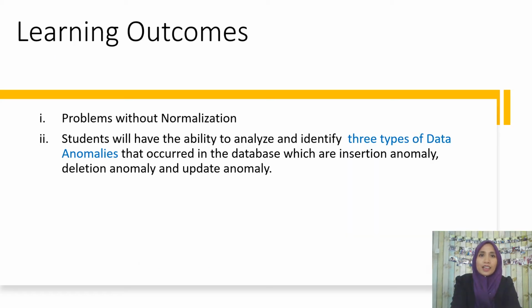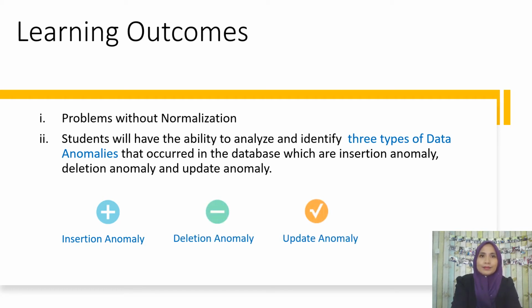At the end of these lab sessions, students will be able to identify the problems or issues that occur when we do not normalize the database. And upon the completion of this lab session, students will have the ability to analyze and identify three types of data anomalies that occur in the database, which are insertion anomaly, deletion anomaly, and update anomaly.